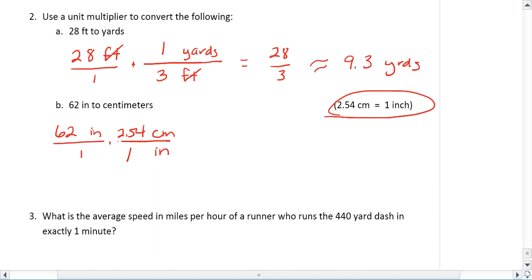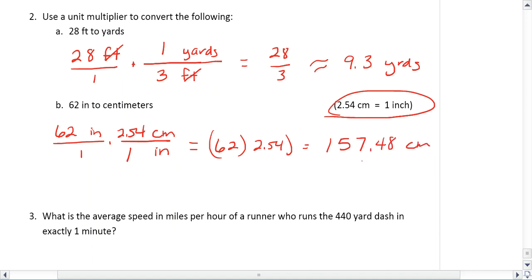Now this answers the question of, is it a divide problem or a multiply problem? Okay, part A was a divide problem. This one, part B, is a multiply. So if we go ahead and multiply 62 times 2.54, and I think we got to round off a little bit, I end up with 157.48 centimeters.